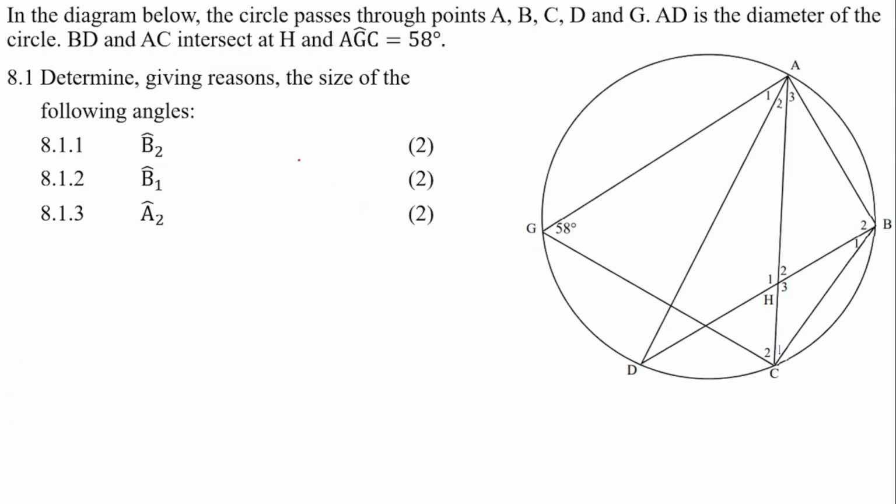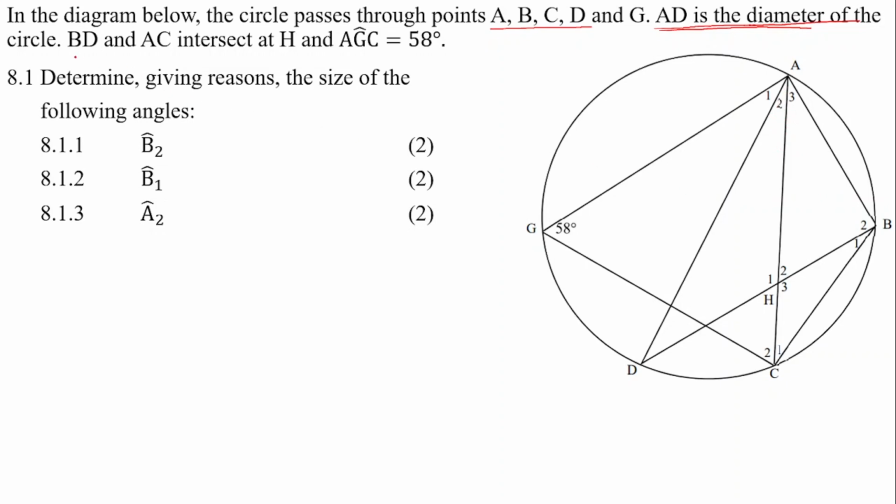Welcome back. Let's do question 8. In the diagram below, the circle passes through points A, B, C, D, and G. AD is the diameter of the circle. So this is a key point here. AD is the diameter of the circle. What do you think of? You have to think of an angle in the semicircle, or an angle subtended by a diameter. We say an angle in the semicircle, and then that angle is 90 degrees.